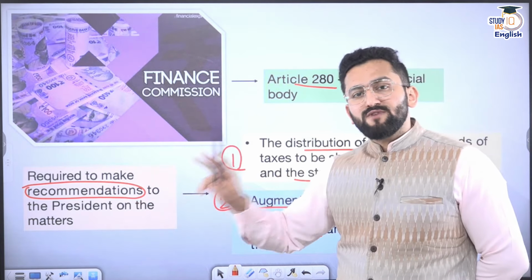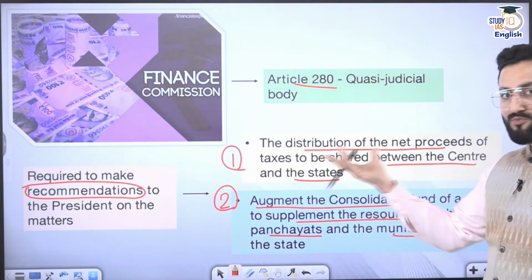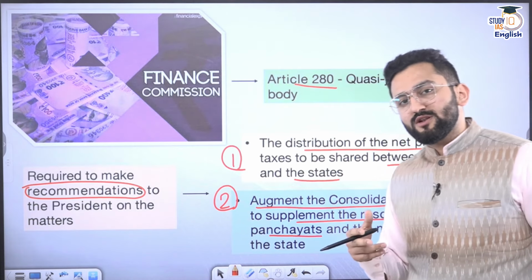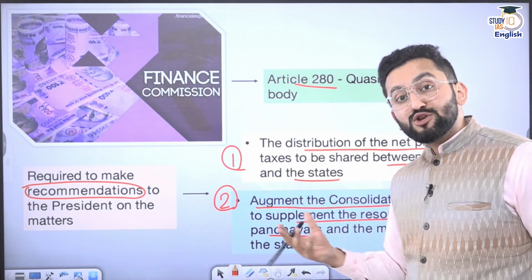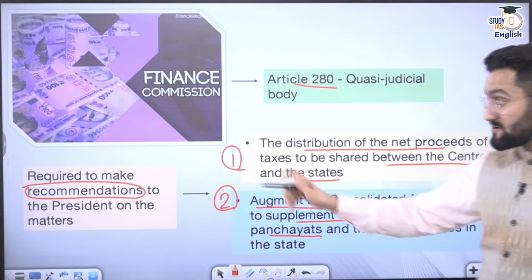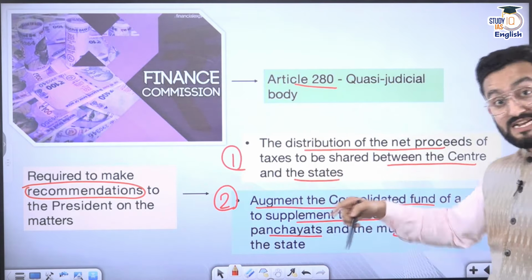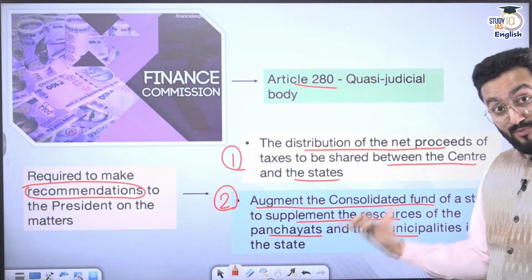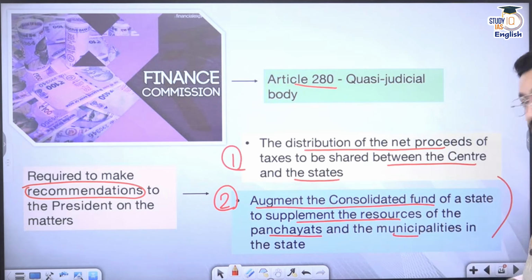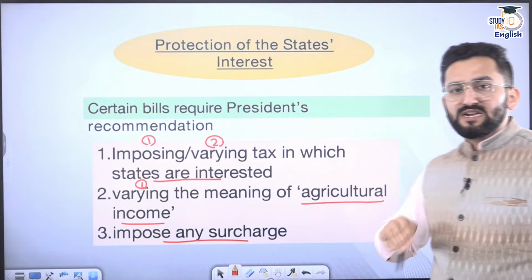it is responsible for giving recommendation on two areas, chiefly, means mainly. Number one, distribution of tax proceeds, total proceeds between center and state, and number two, it also gives recommendation on supplementing the resources of state for Panchayati Raj and local government bodies. Okay, that is also its prerogative. Please remember, we are talking about the Finance Commission, the central body. Augment the consolidated fund of the state. It can give recommendation to the state on how you can augment and improve your financial status, and how you can supplement the resources of the panchayats and municipal bodies. Okay, important point. Clear?